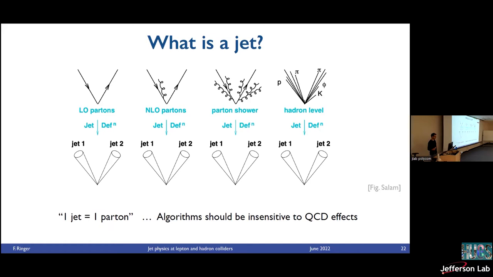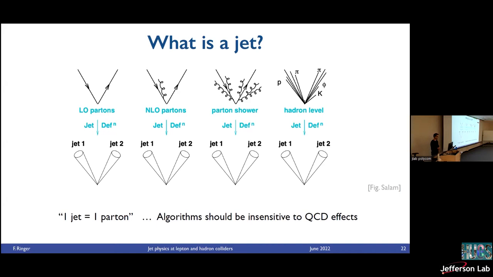And that's something we can, of course, do on the theory side, but we can't do it in practice. So in practice, we'll have additional emissions, right? So this is a leading order picture. The second most naive thing we can do is consider one additional emission coming basically from that QQ bar dipole structure.